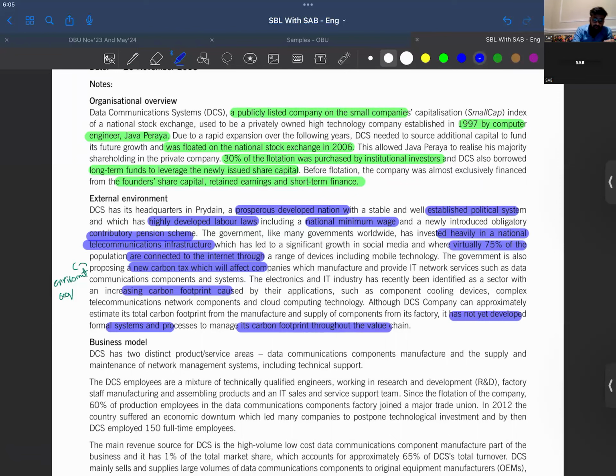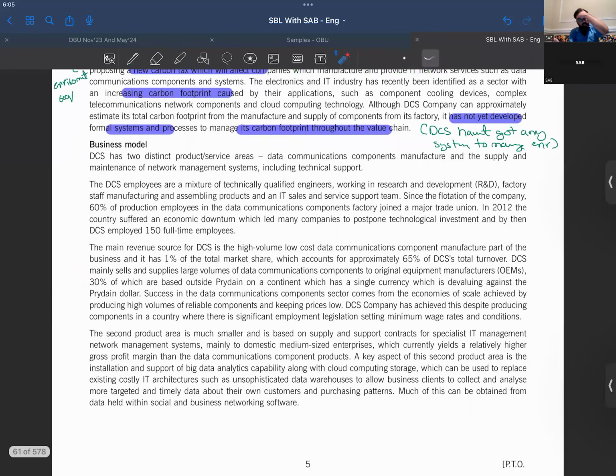So we haven't got, right? DCS haven't got any system to manage the environment, right? DCS haven't got that.